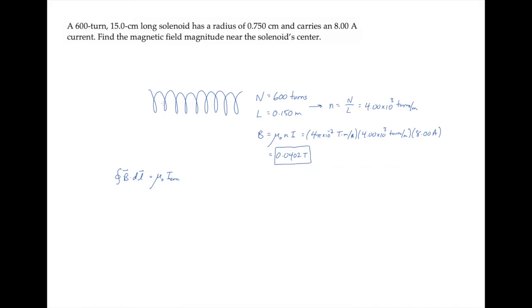If we return to the solenoid in the drawing, we can argue from symmetry that the magnetic field inside the solenoid should be parallel to its axis. I'll draw it this way, and the magnetic field outside should be approximately zero.